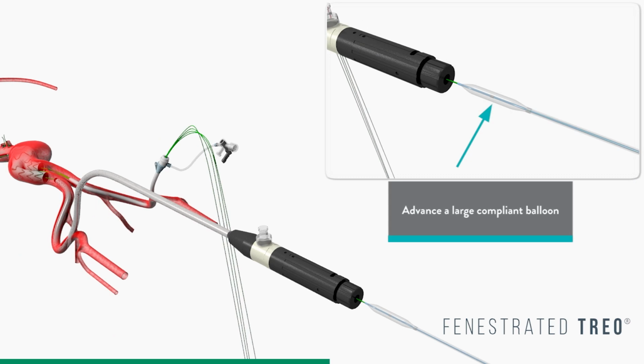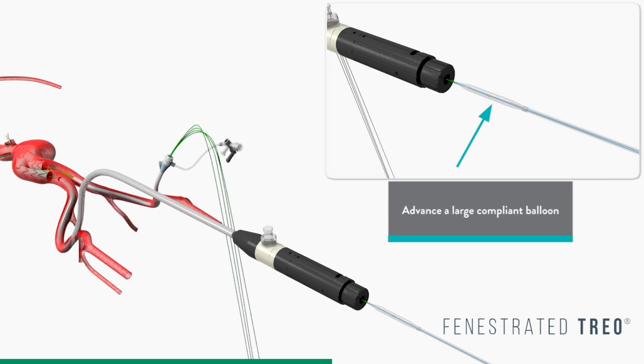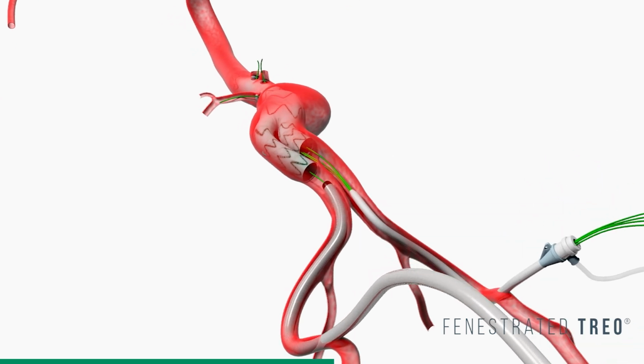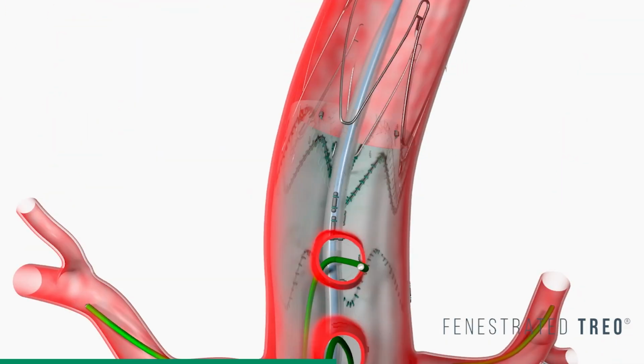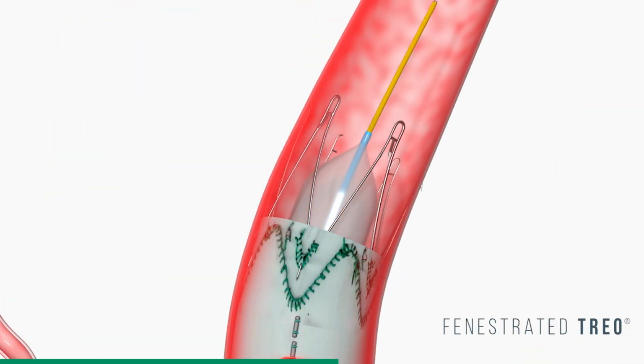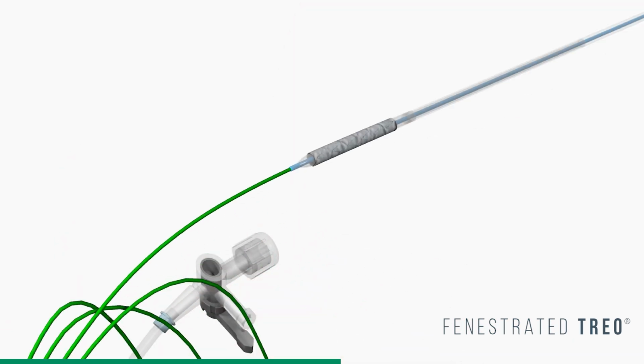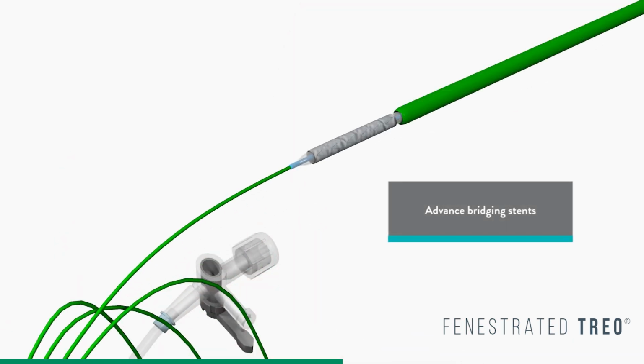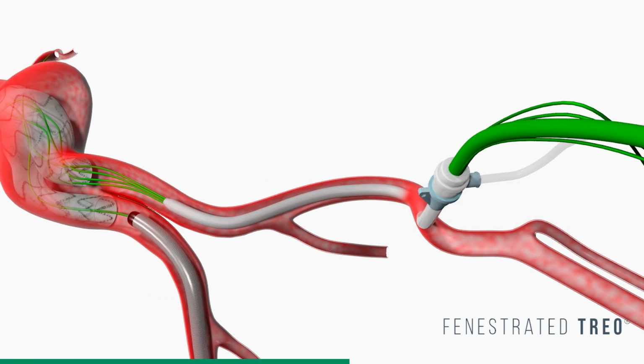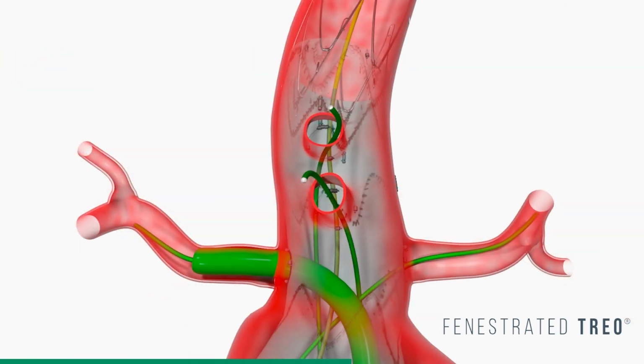A large compliant balloon is introduced through the leave-behind sheath to balloon the proximal part of the stent graft to achieve optimal seal and fixation. The next procedural step is to deploy bridging stents in the specific side branches and flare them.